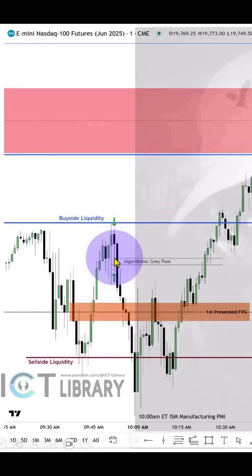This is my gray pool, okay? Algorithmic gray pool, you extend that in the future, okay? And that is your portion of where you can get in. Now, I already know what you're thinking. Wow, that's really not anywhere close to inversion fair value gap or first presented fair value gap. Isn't that chasing price? I'll get to that in a moment because I already know what you're thinking.